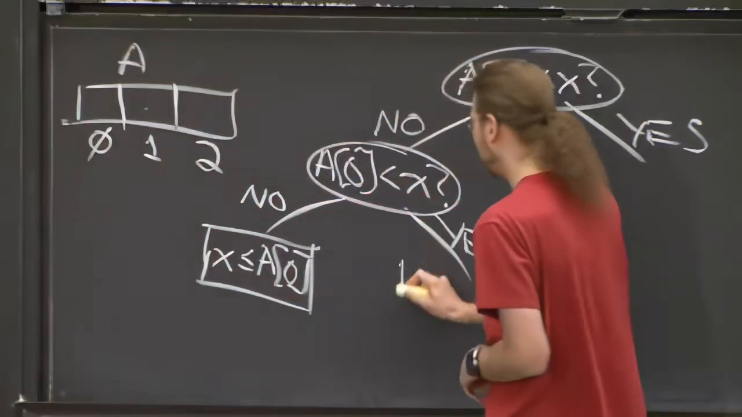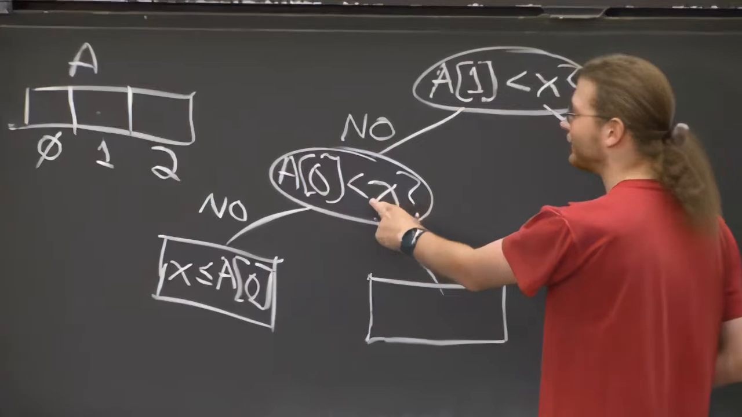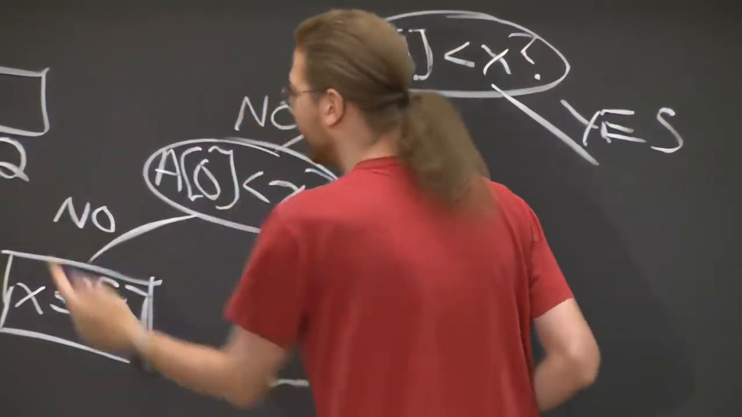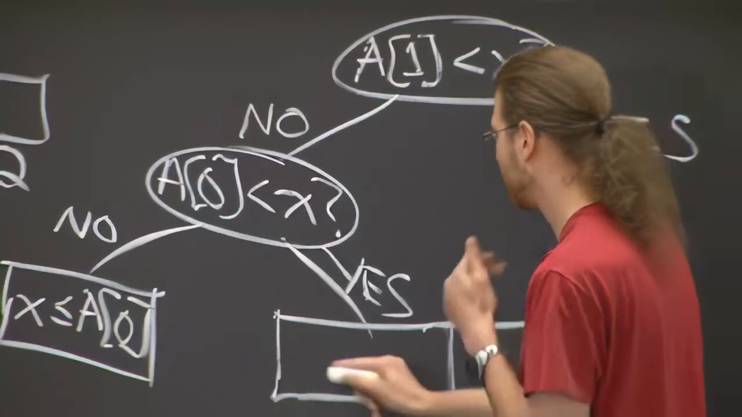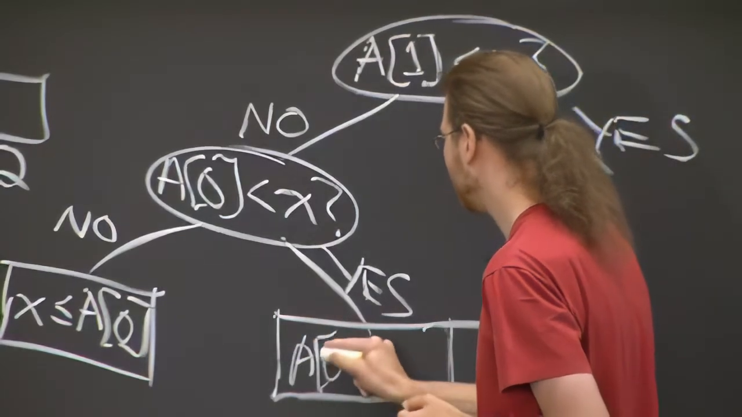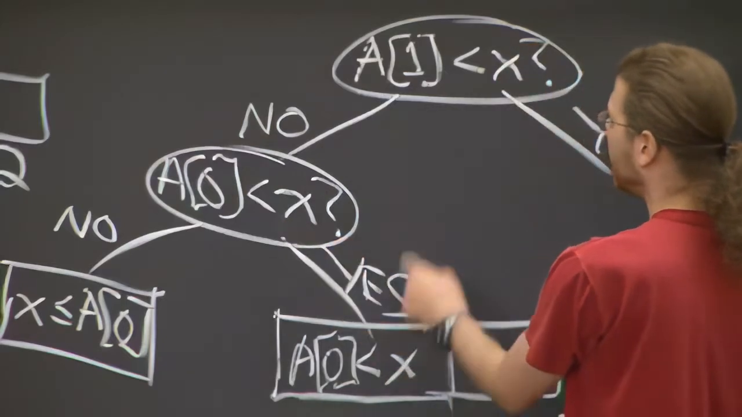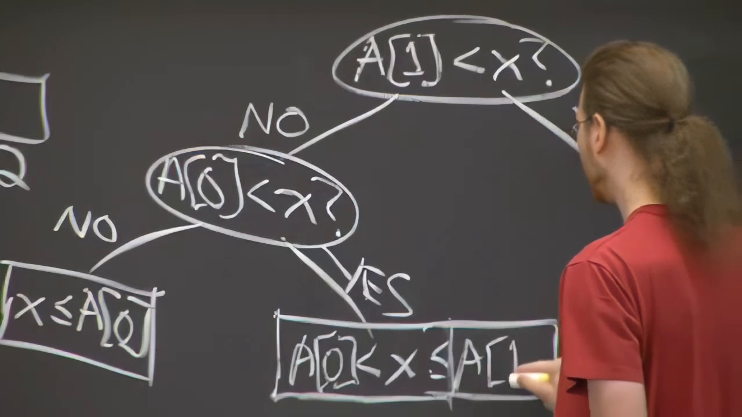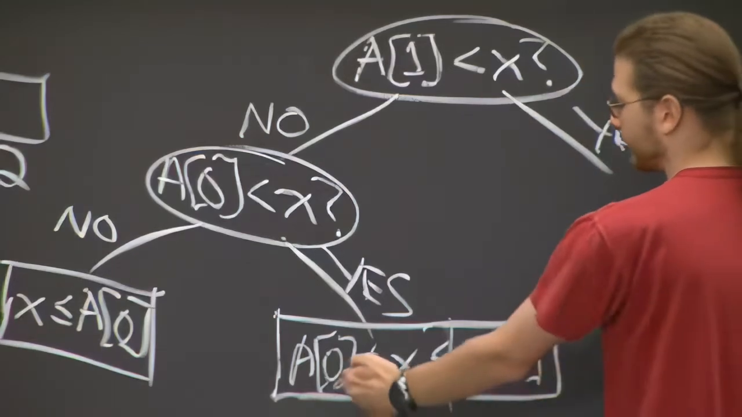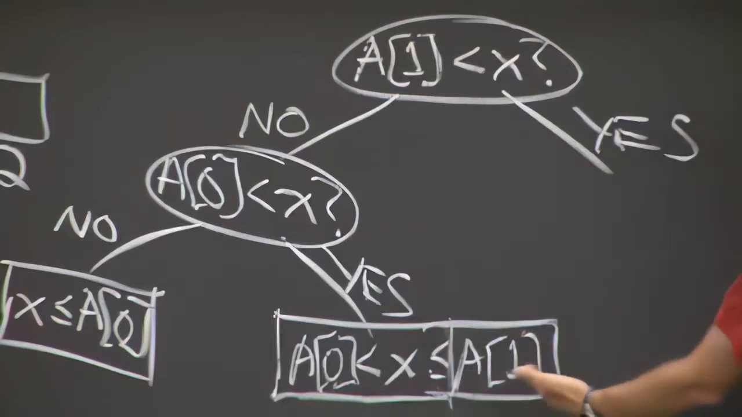Okay? If the answer is yes, so no to this question, yes to this question, then you know that X falls in between here. Probably need a wider box for this. So we have A0 is less than X. That was the yes to this. And the no to this means that X is less than or equal to A1. And so we basically identified where X fits. It's in between those two values, possibly equal to this one. Again, one more comparison, you could figure that out.